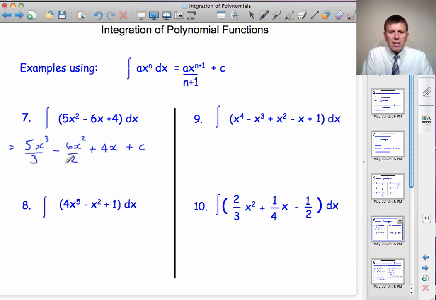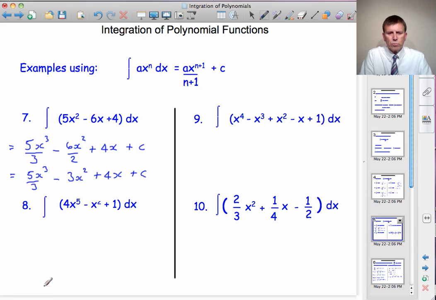Now we could just tidy this little term here. 6 divided by 2 is 3, so I'll write it once more. We get 5x cubed over 3 minus 3x squared plus 4x plus c.